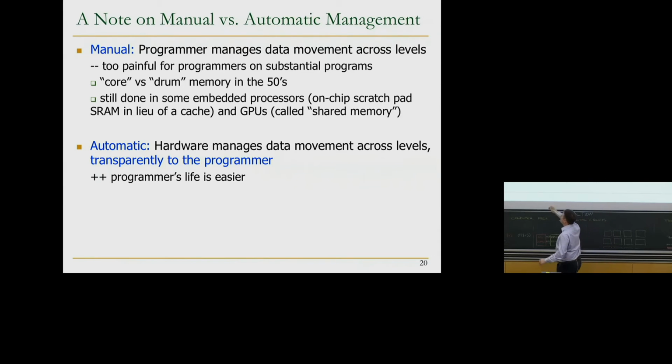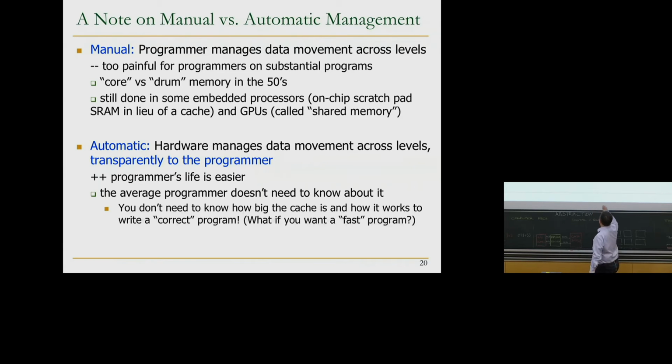Now, the automatic one is what you would want. You say, hey, I just want to program this damn thing. I don't want to think about what's the cache, what's happening. Address, give me data. Remember the first slide that I was showing? This is the way you want to see the programmer. And the average programmer doesn't need to know about it. You don't need to know how big the cache is, how it works to write a correct program. This is what is happening.